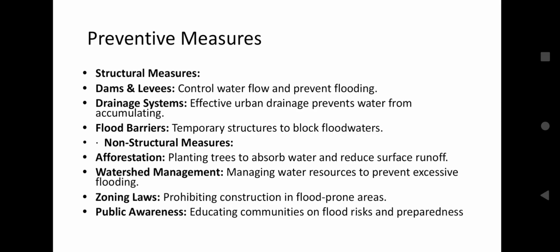Non-structural measures like afforestation. Planting trees also helps in preventing floods. And watershed management, zoning laws and public awareness. Watershed management means managing the water resources to prevent excessive flooding. We can collect the water if you properly maintain the ponds, then we can store more water. It won't flow quickly.